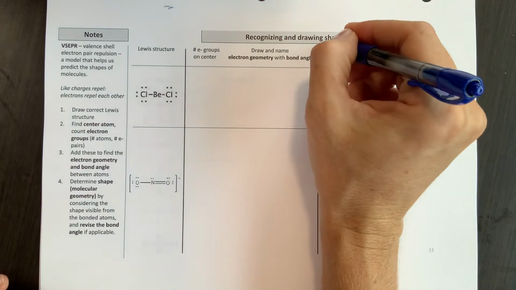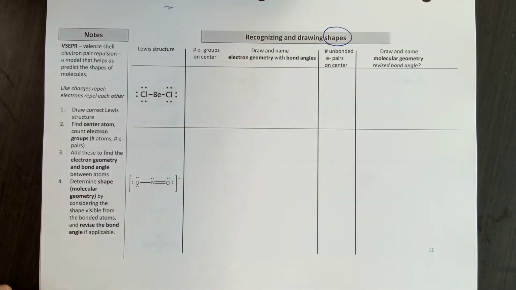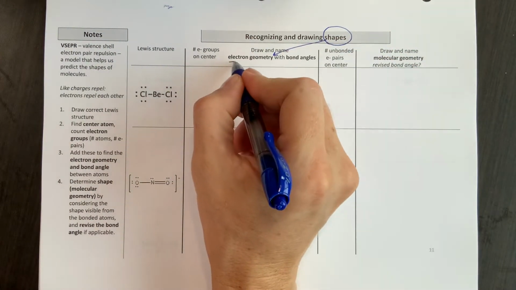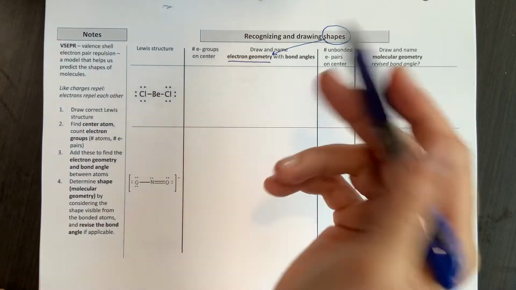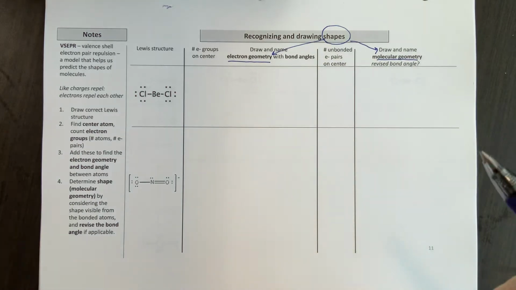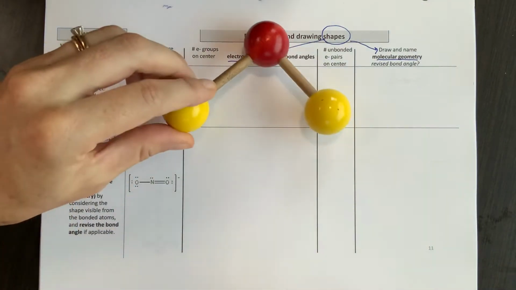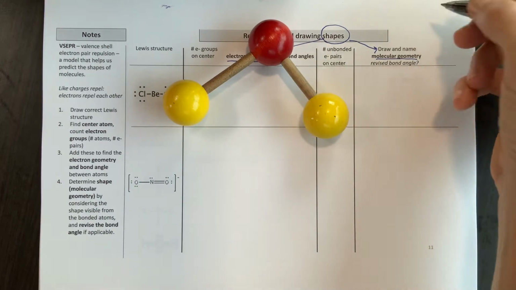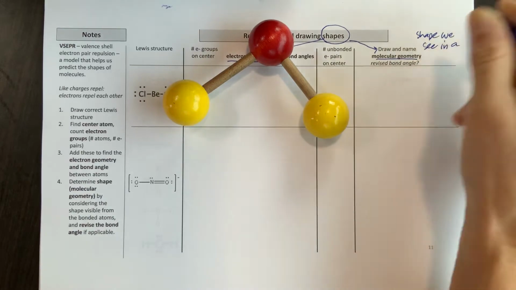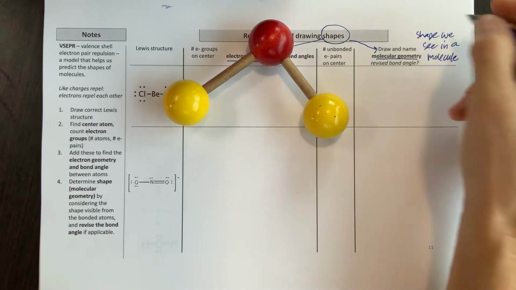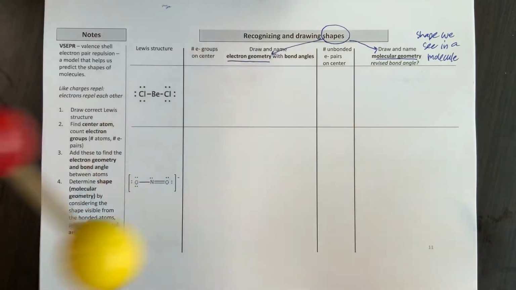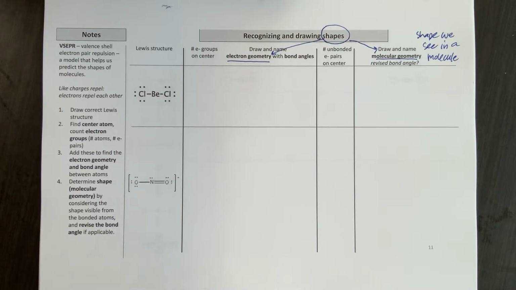So we are going to be talking about shapes on this page. That's one word that we'll use. When we talk about shapes, that can be related to two different things: electron geometry, and also molecular geometry. When we look at water, like that model I just had here, this is the shape that we see in a molecule. What I see in those actual particles is what we call molecular geometry.